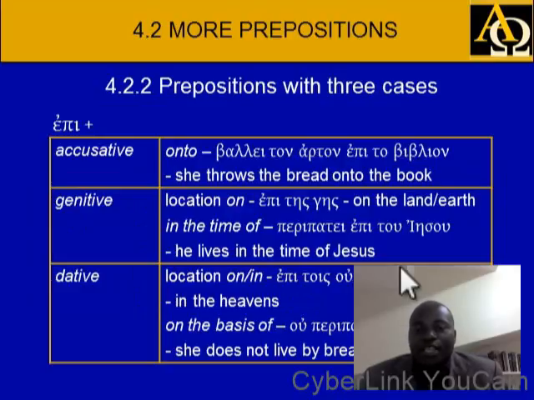Epi plus accusative means onto. She throws bread onto the book. Epi plus genitive, it means he lives in the time of Jesus. So it tells you about the time. Epi plus dative, epi, in the heavens. Usually dative speaks of location.